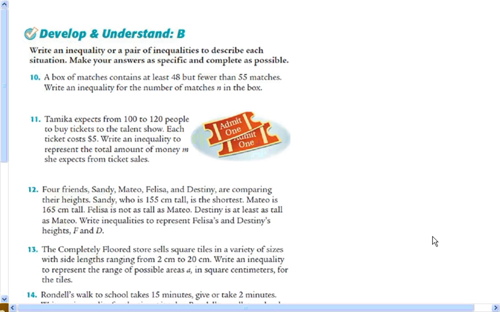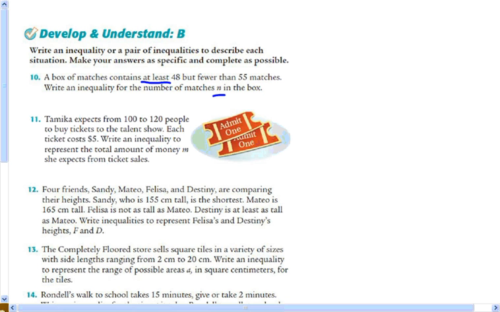All right, so you're starting to get comfortable with inequalities. So let's take some statements and turn those into inequalities. Number 10 says a box of matches contains at least 48 but fewer than 55. Write an inequality for the number of matches n in a box.